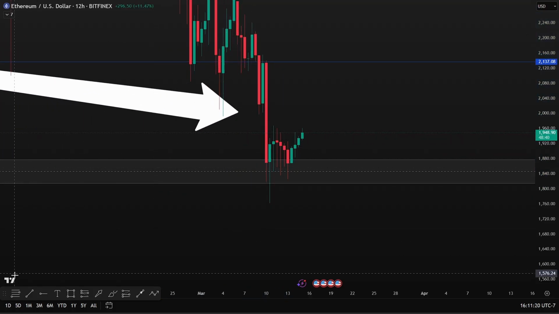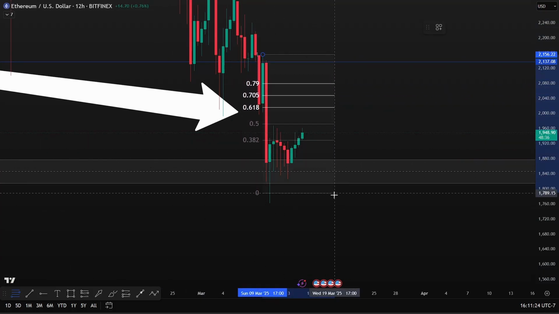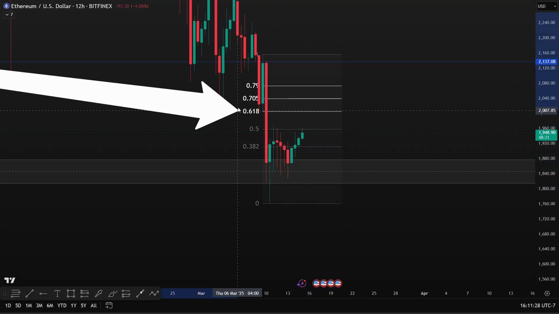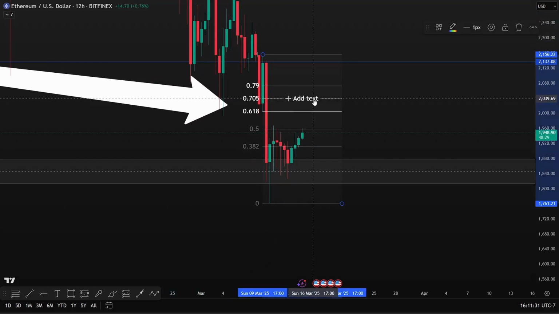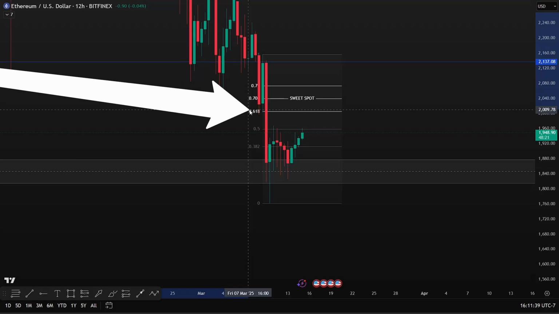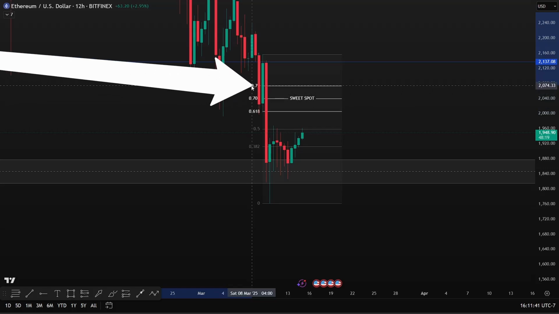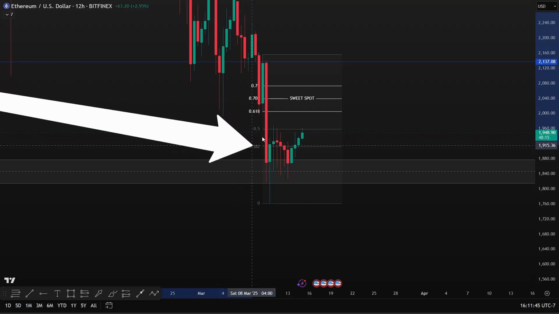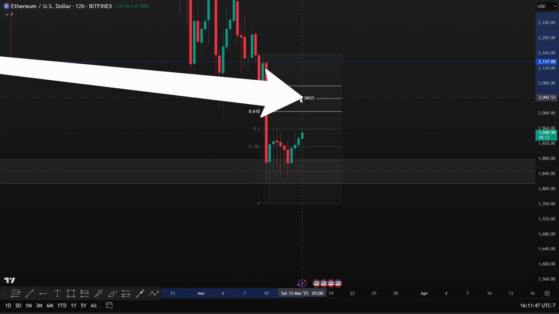So we take our measuring tool, the Fibonacci, which is all it really is, and I pull a fib from the top to the bottom, right? And I'll show you guys, like I've mentioned in my other videos, I call this the sweet spot between the 0.618 and the 0.79 of the Fibonacci. I'm expecting the price to react in here.